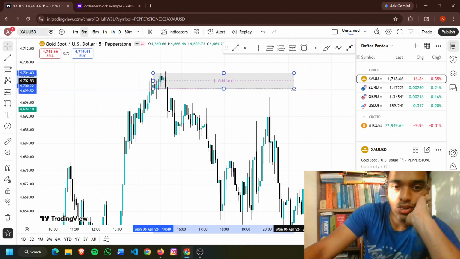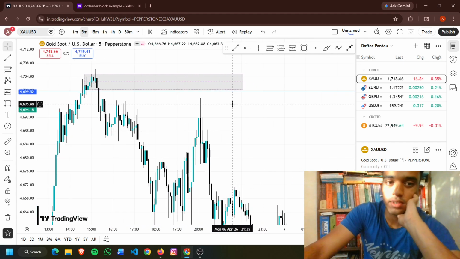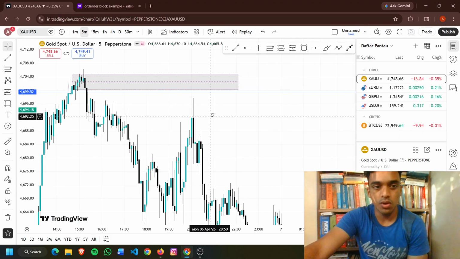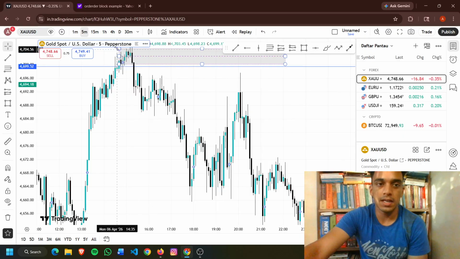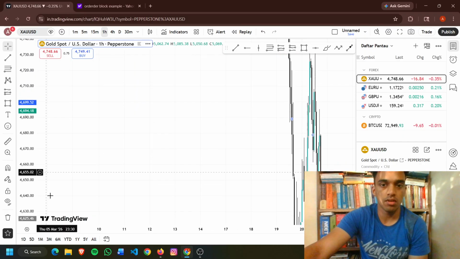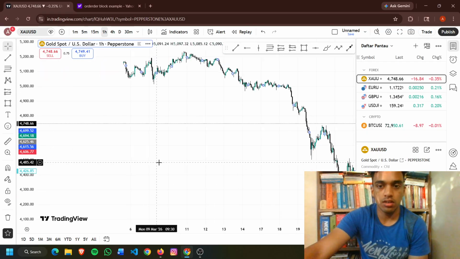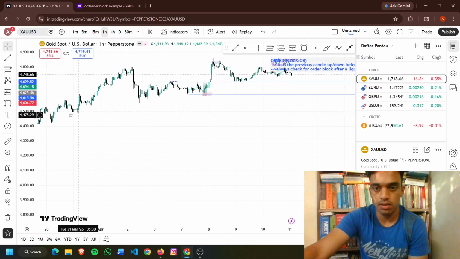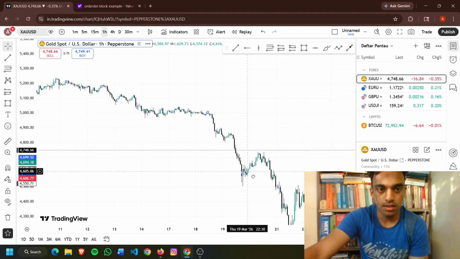So see what happened. Did it tap? No, it didn't tap. This is an example of why I told you, not always it works. But if I went for this as a 1 hour time frame and saw this move, where was that move?